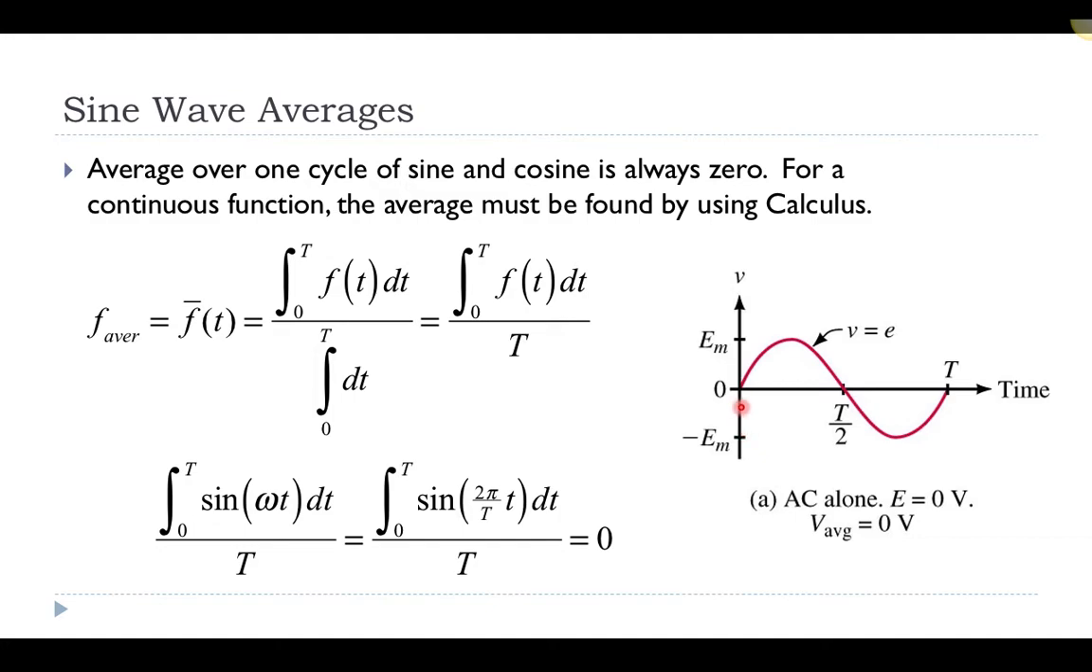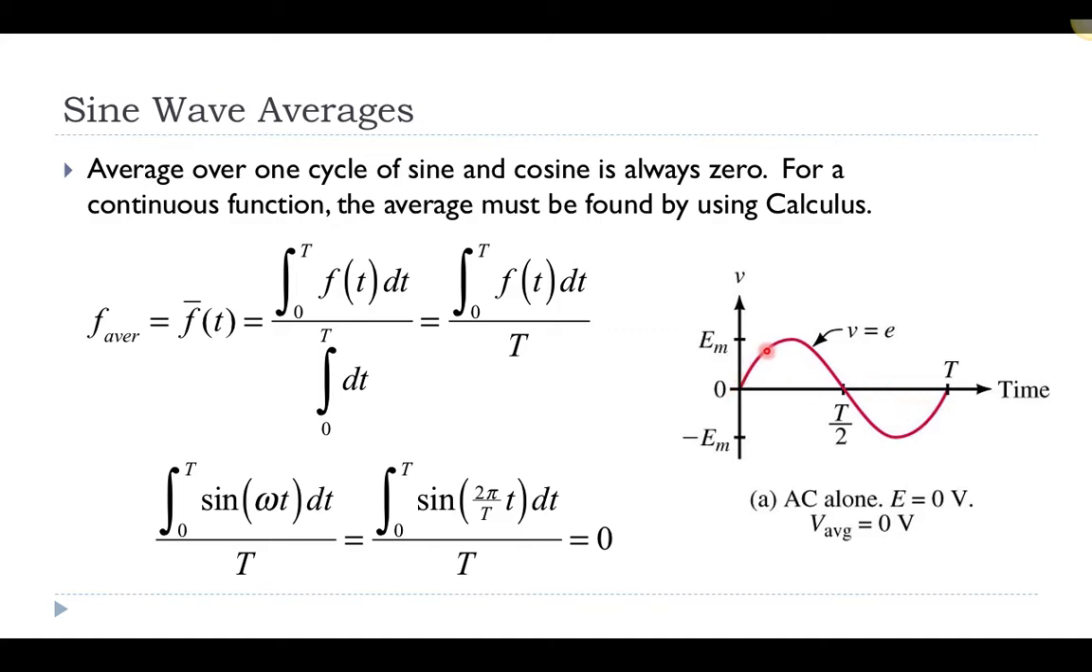So it turns out that if you have a sinusoidal varying function and you look at the average over one cycle, sine and cosine are always going to be equal to 0 if you average them over one cycle. And this can be found by using some integral calculus. So if we go back to what we just said about the average of a function, we have to calculate the area under the curve over one cycle. And in calculus, the area under the curve is the integral of the function.